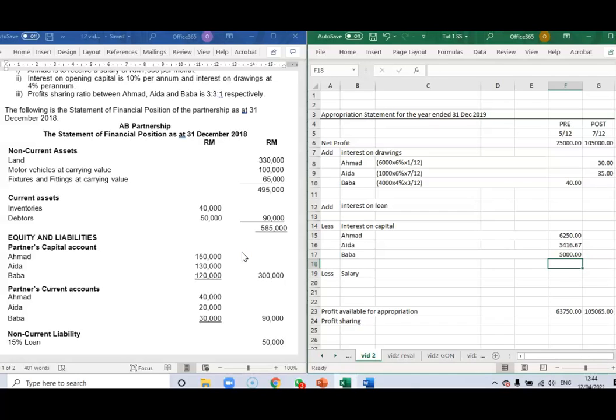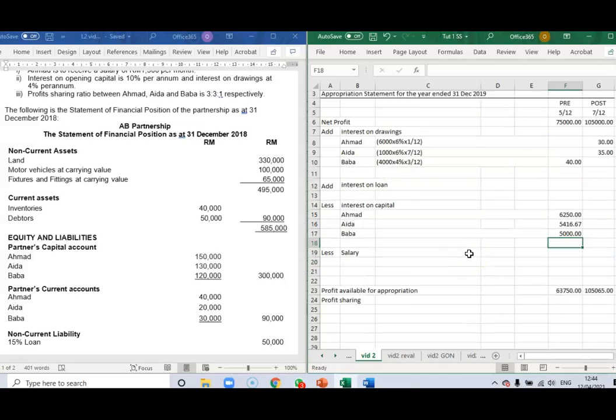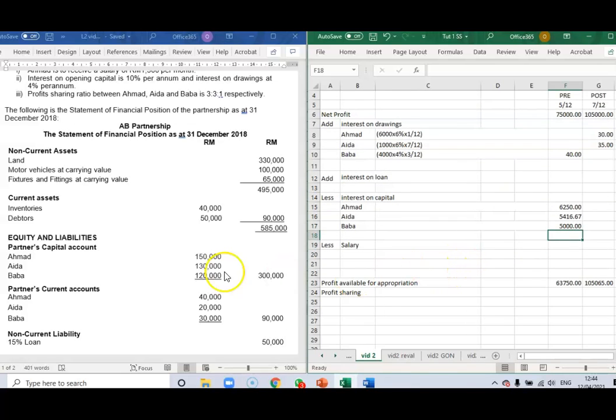Post, there is no interest on capital. So if there is interest on capital, then you need to calculate for that particular interest on capital. But in the question, it doesn't say. Okay, and salary.